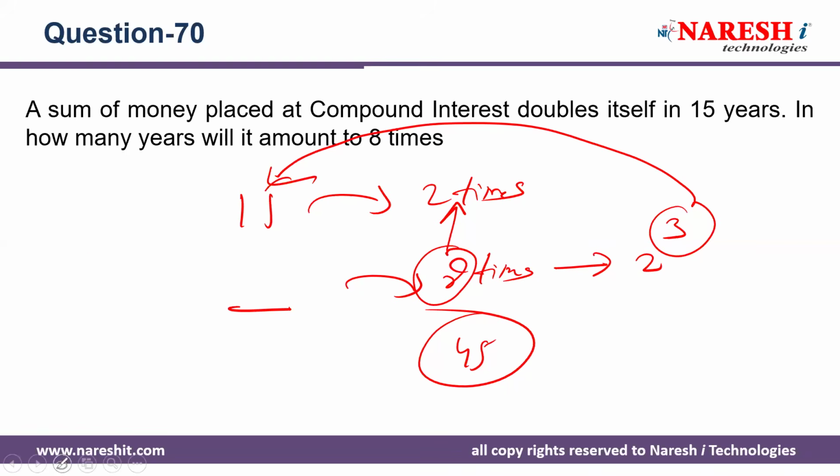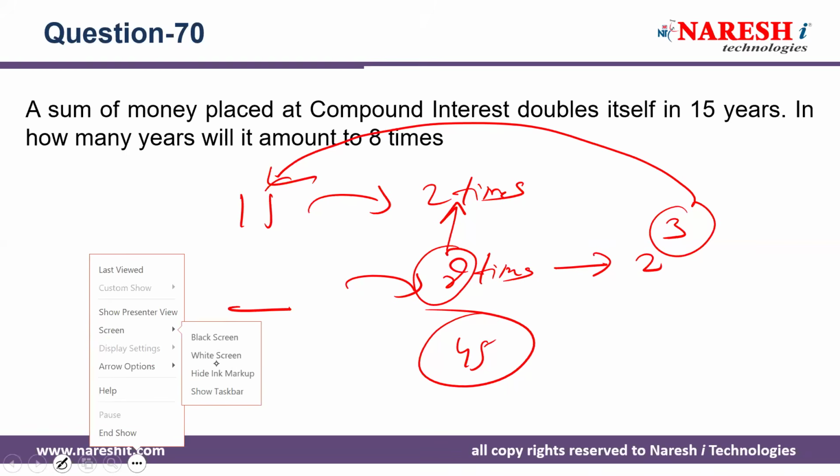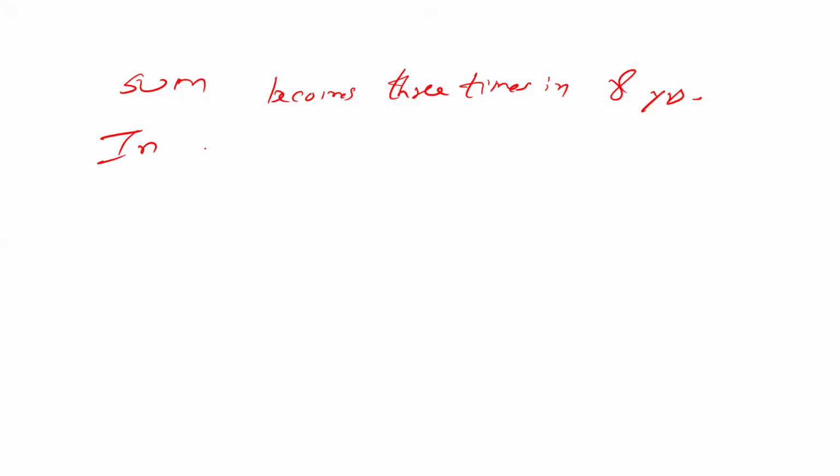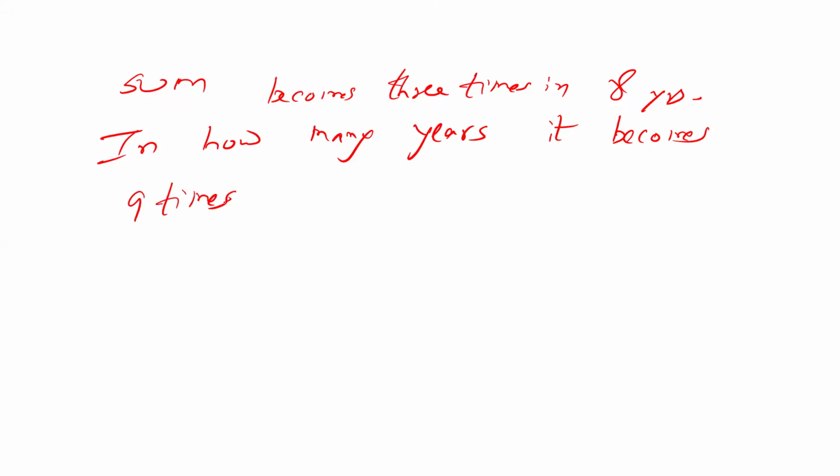Suppose the question, I'll give you one example. A sum becomes 3 times in 8 years. In how many years does it become 9 times? Tell me the answer.